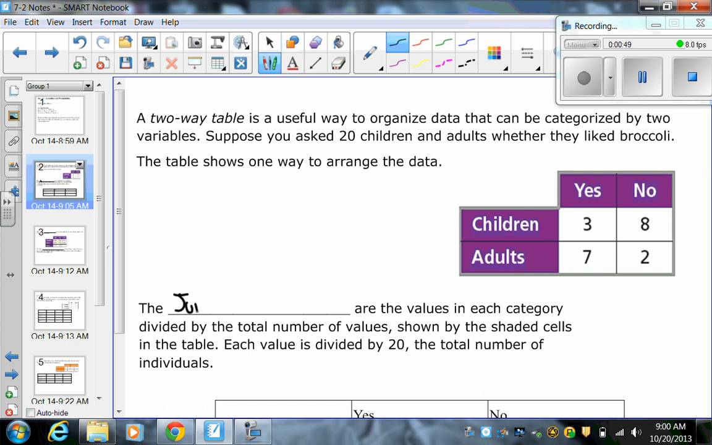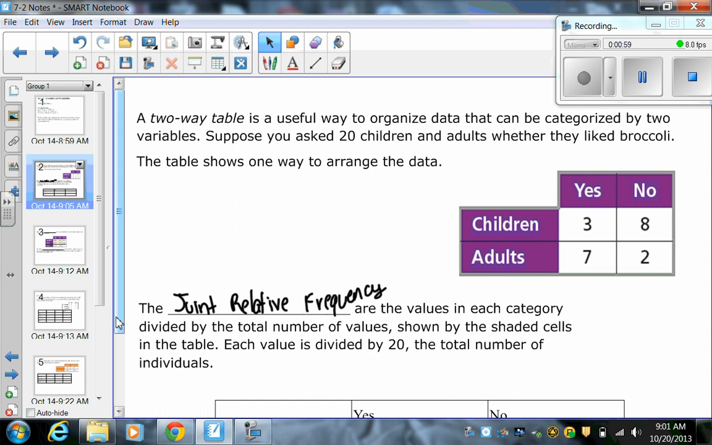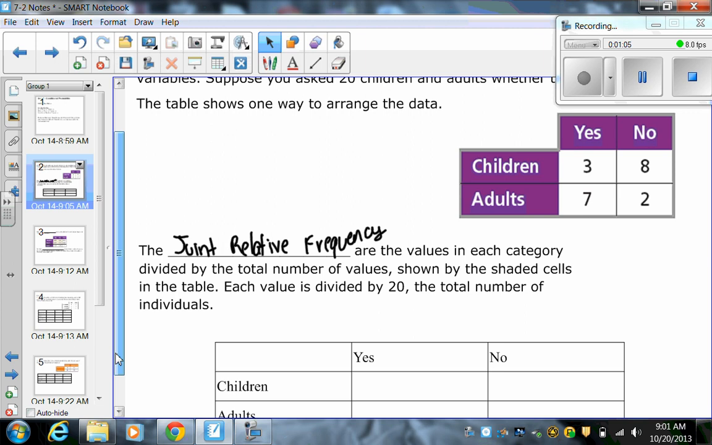The joint relative frequencies are the values in each category divided by the total number of values, shown in the shaded cells in the table. Each value is divided by 20, the total number of individuals.